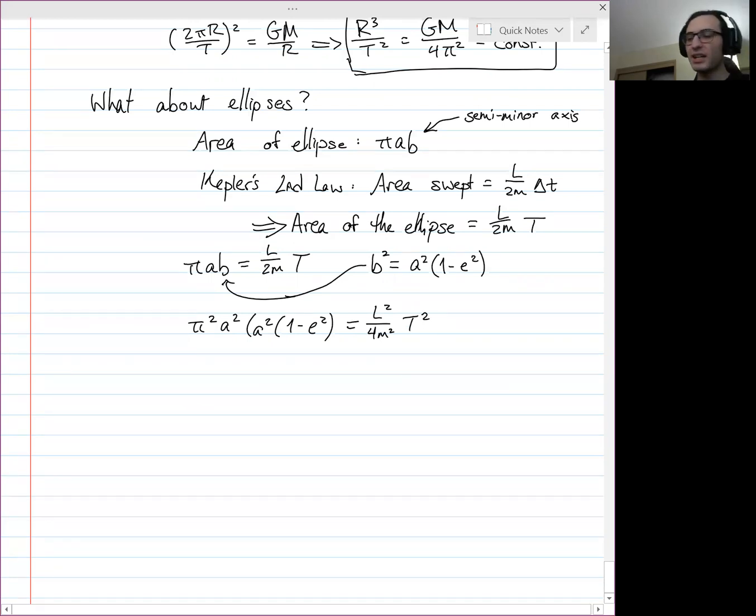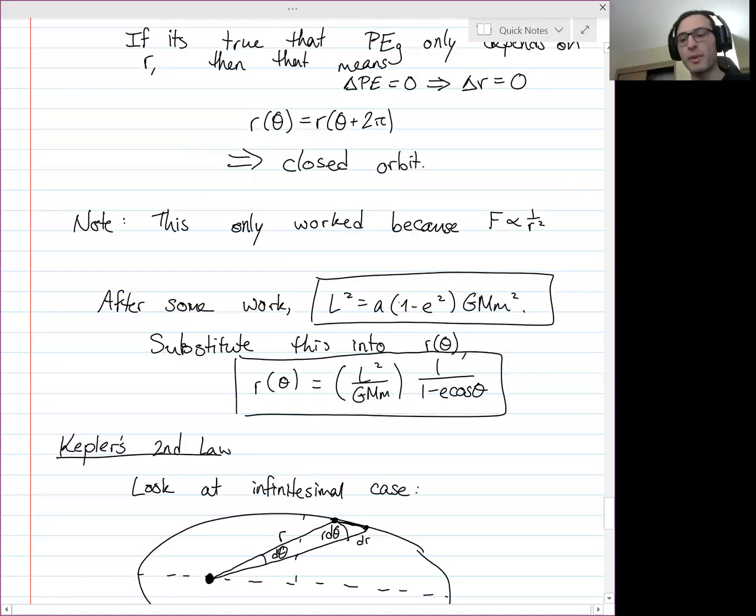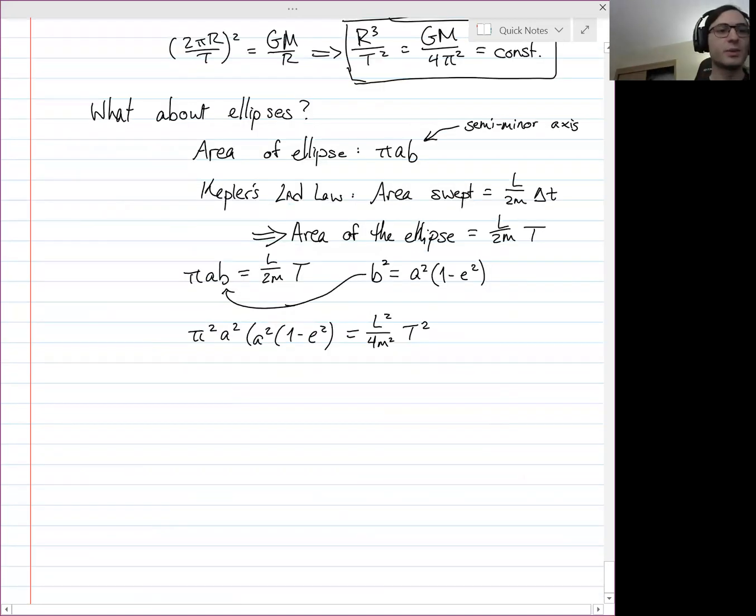And then this is why I boxed that thing earlier. Remember that L squared is related to the semi-major axis, the eccentricity, and the various masses. I'm going to substitute that in for L squared here. And so after substituting in, we get pi squared A cubed L squared over G M squared equals L squared over 4m squared. I know I'm throwing a whole lot of algebra at you, but I promise this is going to be satisfying at the end.